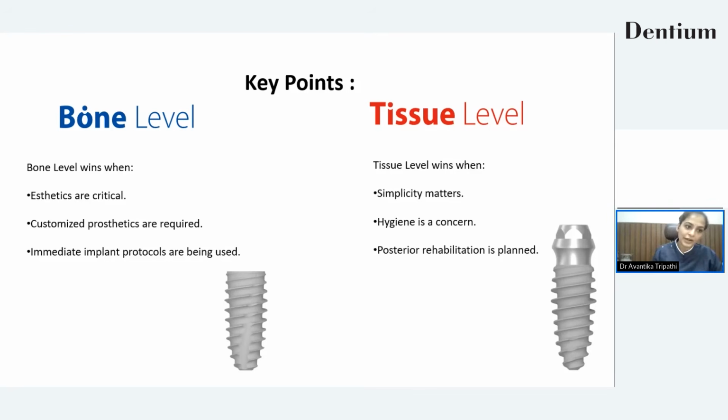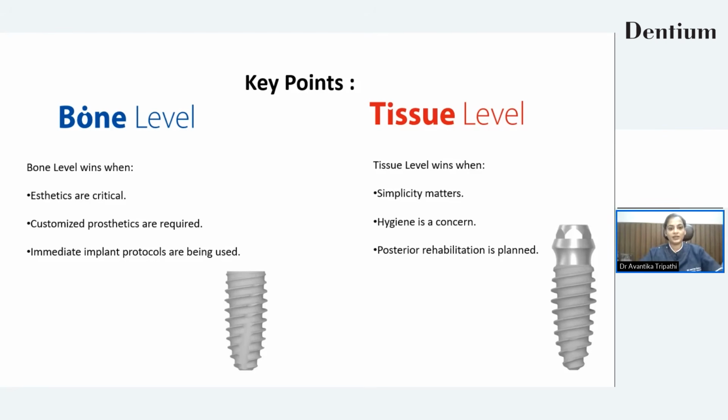The bone level implant wins when aesthetics are critical, when aesthetics is your major concern. When you want customized prosthetics, mainly in the anterior region, then you should go with the bone level. In immediate implant cases, you should choose the bone level. Again, it is case dependent, but mainly you should choose the bone level as compared to the tissue level.